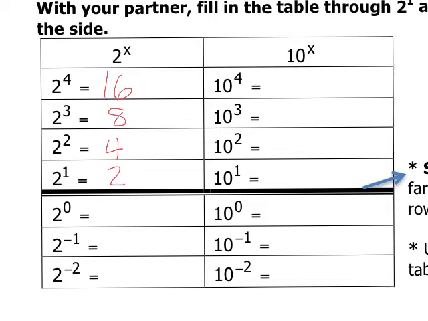Okay, so filling in my table here, 2 to the 4th power, that'd be 2 times 2 times 2 times 2, that's 16. Moving down to 2 to the 3rd, that would just be 3 2s, so that's 8. 2 squared is 4, 2 to the 1st power is 2.